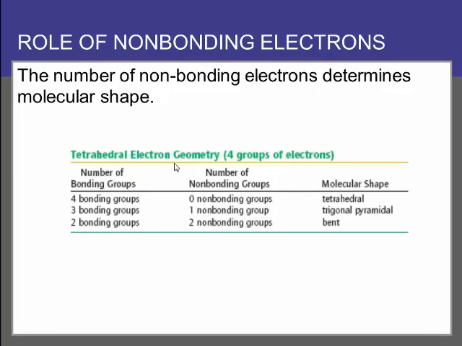So in tetrahedral electron geometry, we have 3 possible molecular shapes, and that will depend on how many non-bonding electrons we have, how many lone pairs are present in the molecule. So if we have 4 bonding groups in tetrahedral electron geometry, obviously we have 0 non-bonding groups, and so that leads us to a tetrahedral molecular shape. 3 bonding groups and 1 lone pair, like NH3, will give us a trigonal pyramidal molecular shape. And if we have 2 bonding groups and 2 non-bonding groups, such as in water, that gives us a bent molecular shape.